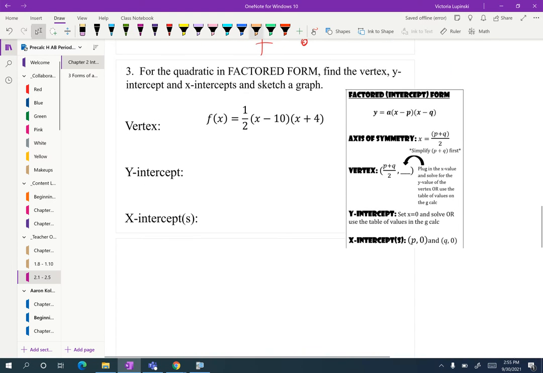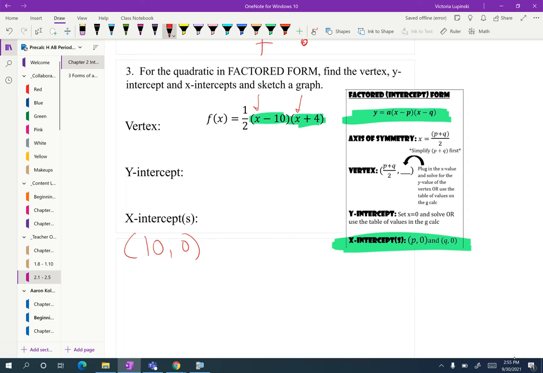So in factored form, there are no A, B's, and C's. There are no H's and K's. Instead, there are P's and Q's. So when it comes to something in factored form, you actually have to start by finding the x-intercepts. So generally speaking, the x-intercepts come from setting each of these parentheses equal to 0. If you're lucky enough to have a positive x, you can just do the reverse sign. So x minus 10 is going to give you positive 10, and x plus 4 is going to give you negative 4.